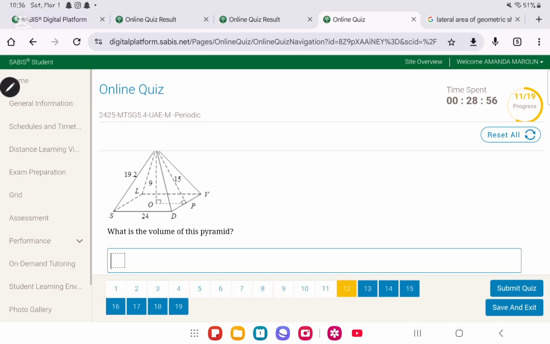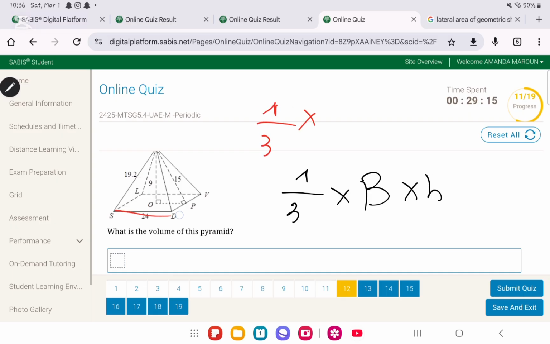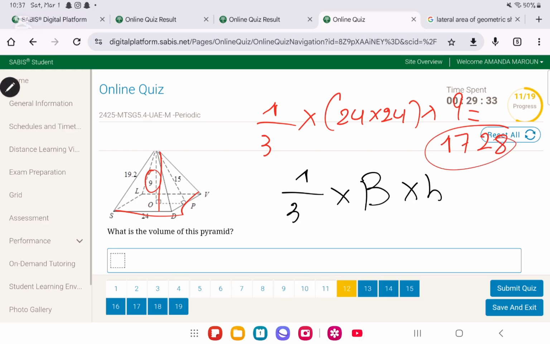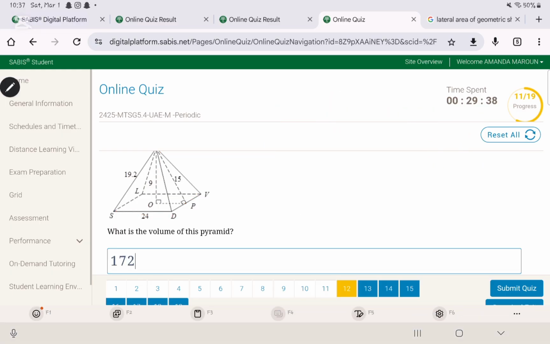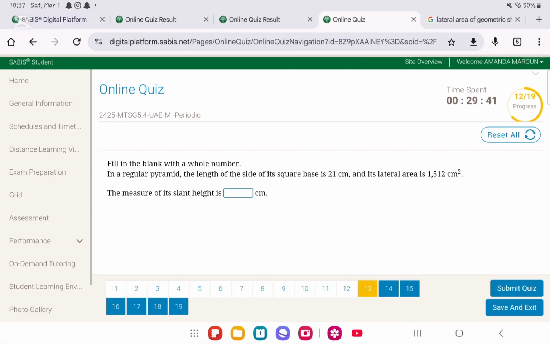Again, this one is not the same as question number 11, sorry, I made a mistake. So the volume of this pyramid, again, is 1/3 times the area of the base times the height. So 1/3 times the area of the base, which is 24 times 24, times the height, which is this one always, it is 9. So if we put it on the calculator, you are going to get an answer which is 1728. So very simply, the volume of this pyramid is 1728. We will move on to question number 13.